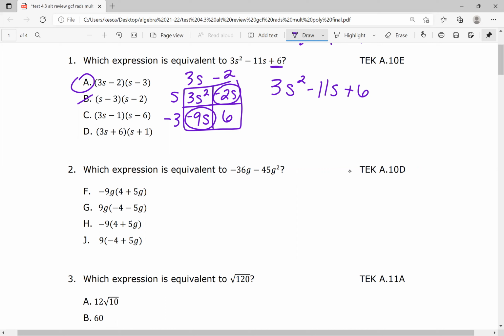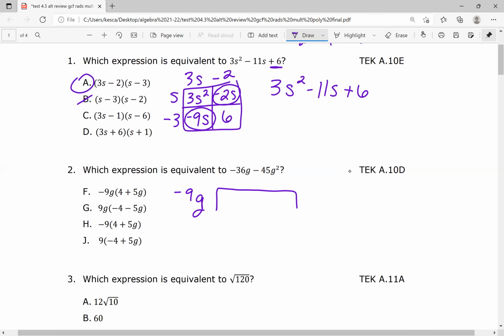Or if I just don't remember how to do the greatest common factor, what can I do instead? I can use my answer choices, because I know how to multiply negative 9g, like here on answer choice F. I know how to multiply negative 9g into both the 4 and the 5g and see if it matches what I need. So let's try that. So let's try answer choice F. Okay, we're going to do negative 9g, and that's a 1. It's a monomial here. So our box would be a 1. And then we're multiplying it into 2 things here. So 1 by 2.